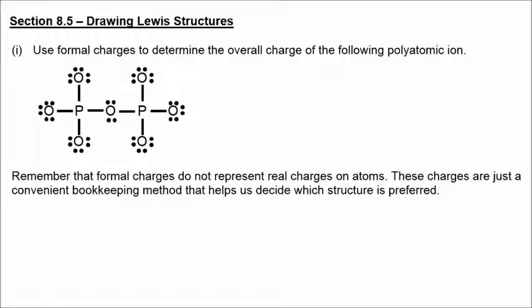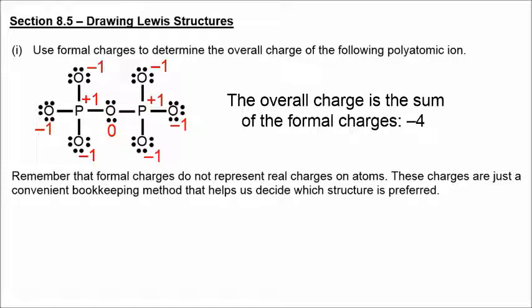Here we have a polyatomic ion for which we don't know the overall charge. All we have to do is add up the formal charges of each atom, and that will give us the overall charge of this polyatomic ion. Each oxygen carries a formal charge of -1, except for the center oxygen, which has a formal charge of 0. And the two phosphorus atoms have formal charges of +1. So we add those up and we get a total of -4. So that is the charge on the ion.